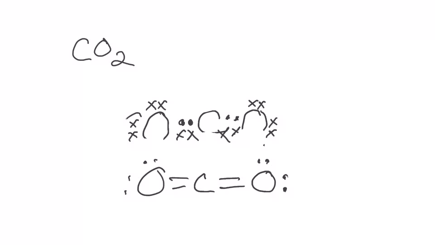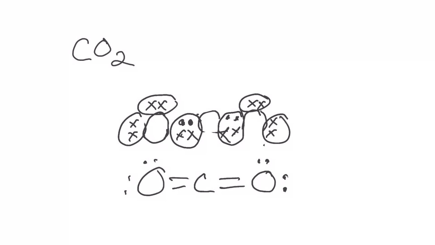And notice I have 2, 4, 6, 8 around oxygen, because these in the middle count for both oxygen and carbon. Then I have 2, 4, 6, 8 electrons around carbon, and 2, 4, 6, 8 electrons around oxygen. So that is the correct structure for carbon dioxide.